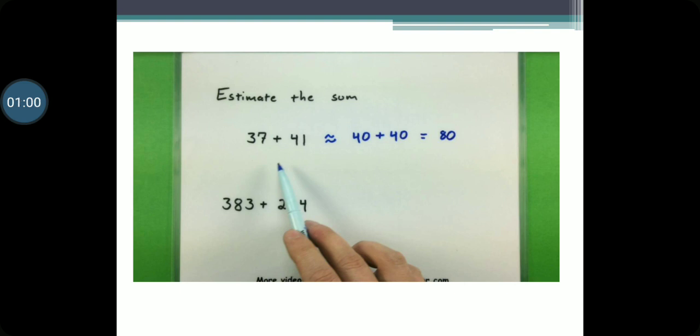So when we estimate, we round off the two numbers to the nearest 10 to make it easier for us to add together. So for example, rounding off 37 to the nearest 10 will make it 40. Rounding 41 to the nearest 10 will make it 40 as well. Now 40 plus 40 is easy because we know what is 4 plus 4, it's 8, and then it means it's 80. Okay, so that's just basically estimating the sum.